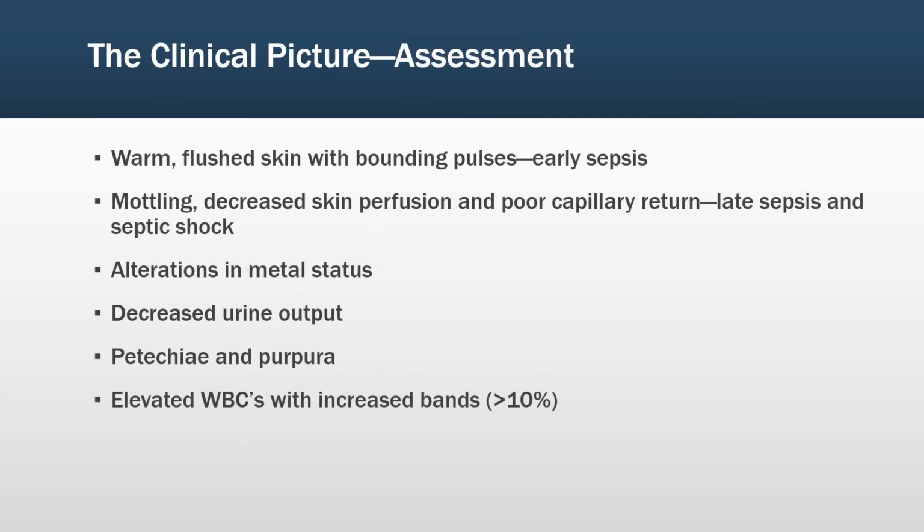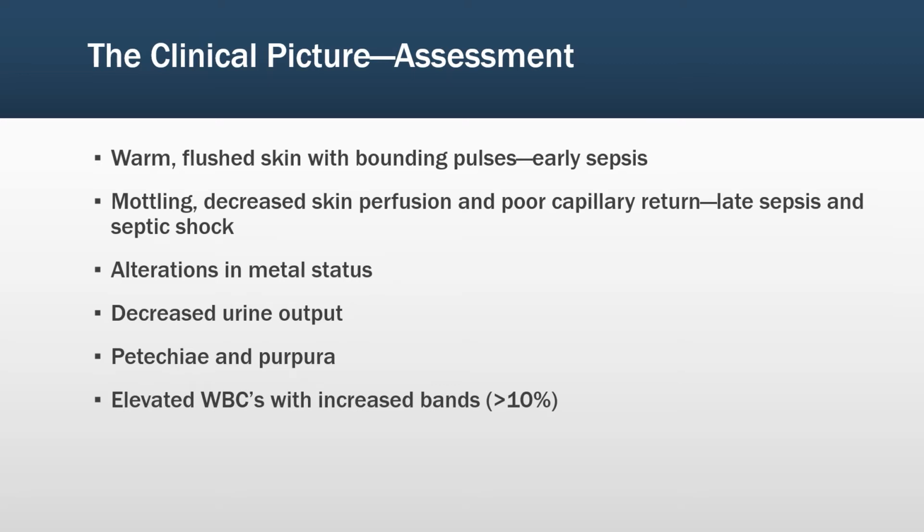Warm, flushed skin with bounding pulses can be seen in early sepsis. However, as sepsis progresses, the compensatory mechanisms may fail, leading to skin mottling, decreased skin perfusion, and poor capillary refill. Otherwise unexplained alterations in mental status are often early and sensitive indicators of an underlying sepsis and should be assessed and reported early. In later stages, as the cardiac output falls, evidence of end organ dysfunction such as decreased urine output may also be seen.